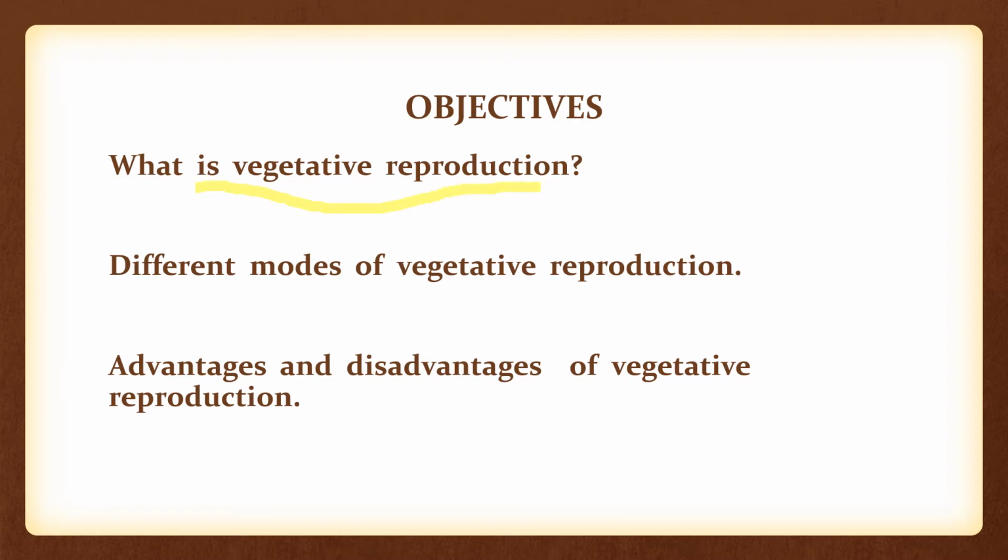Vegetative reproduction is one of the methods of asexual reproduction. In this method, the vegetative parts of the plant are used for producing a new plant. Which are the vegetative parts? You know, stem, root, leaves. All these are vegetative parts of the plant. The vegetative parts of the plants are used for producing a new plant. This method of asexual reproduction is called vegetative reproduction.